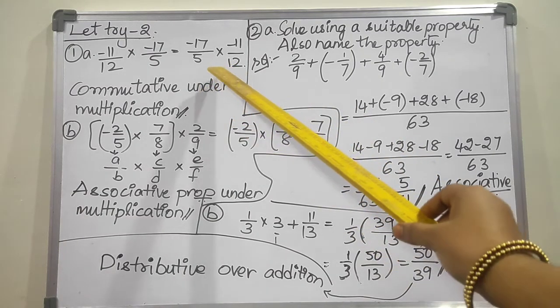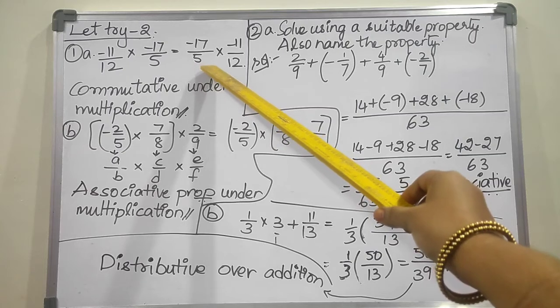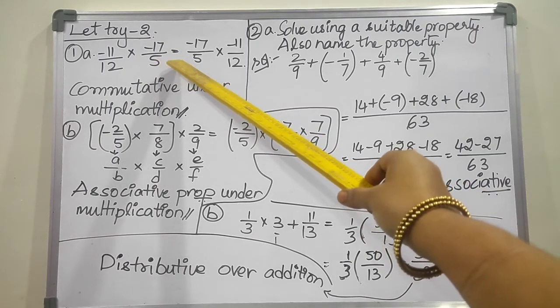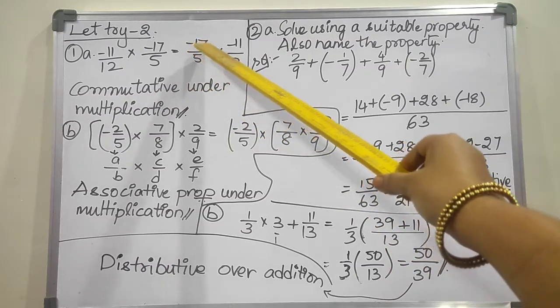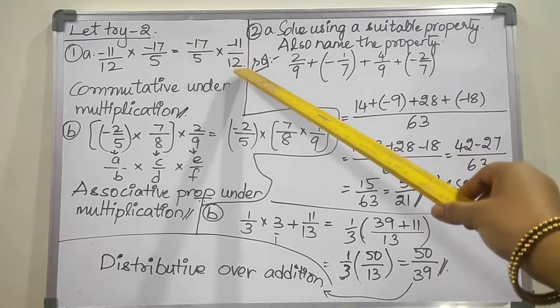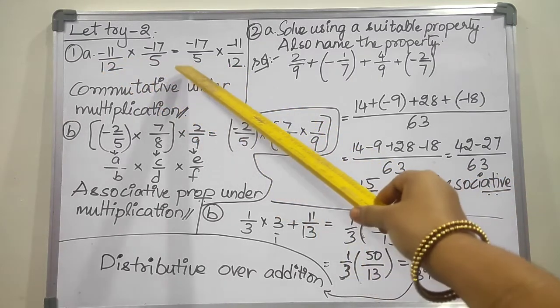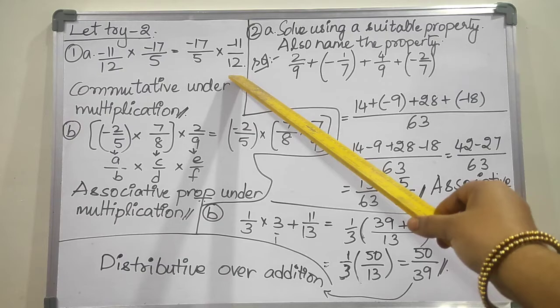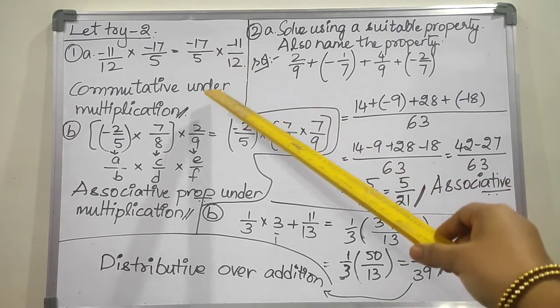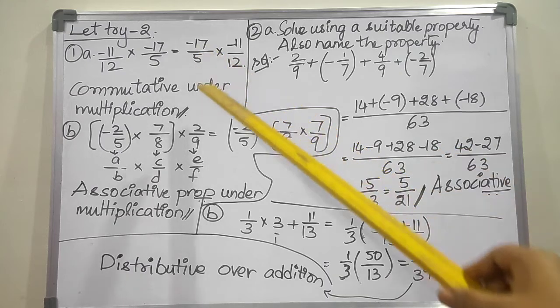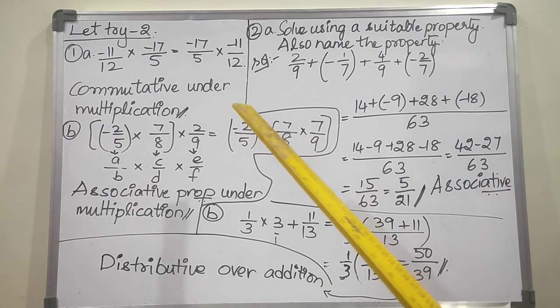Here they have given the question minus 11 by 12 into minus 17 by 5, which is equal to minus 17 by 5 into minus 11 by 12. See this property, that is like A into B is equal to B into A. So this property comes under the commutative property under multiplication operation. Okay.